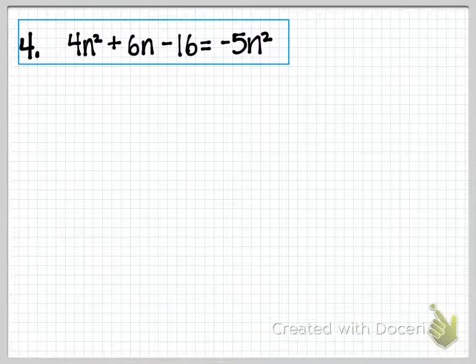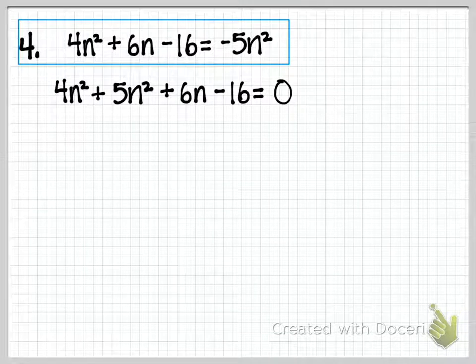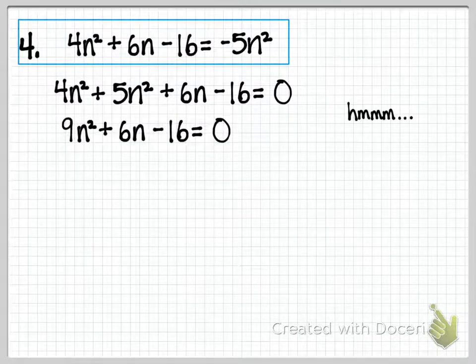In problem number 4, step number 1 is to get it equal to 0, standard form, and then we've collected like terms, and well, this is a little bit harder. Now I have to think about factoring, and I'm not quite sure. This is a perfect square here. That could be 3n quantity squared. This is not a perfect square because it's negative, so that doesn't work.